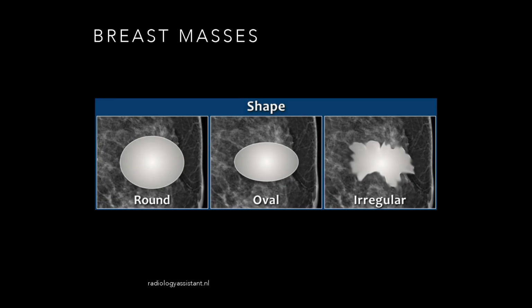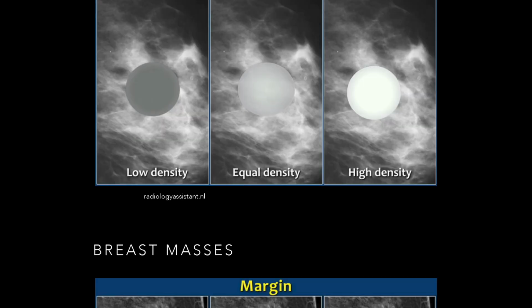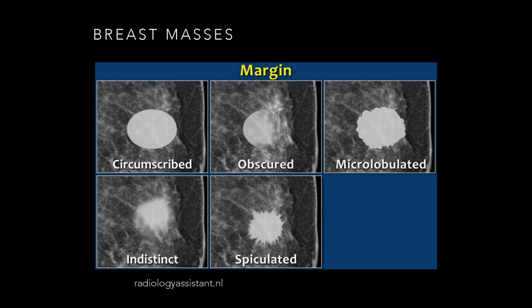Here's a graphic just showing the different shapes of masses. A round mass is typically a more benign shape. Irregular is more concerning. We may talk about the density of a mass, low, equal, or high density. And we'll talk about the margin of a mass. So circumscribed, meaning it's nice and smooth, obscured, microlobulated, indistinct, and then spiculated. You can see it has jagged edges, and that's a more concerning shape.